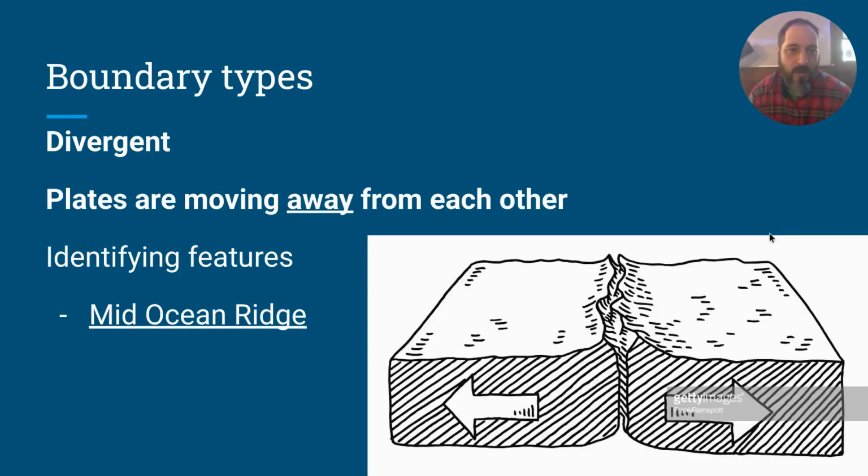All right, we also have divergent boundaries. So this is when plates are moving away from each other. And as they move away, that relieving of pressure causes volcanic activity, and that produces new crust in between. And at that spot, you end up getting these nice ridges.